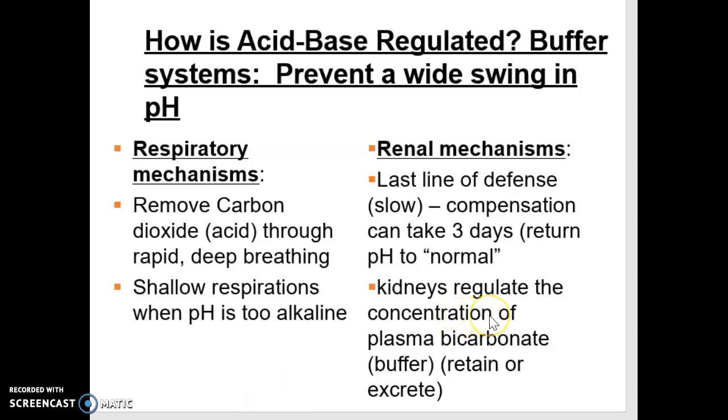The last line of defense is the kidneys. The reason being is it takes too long. So it's about the bicarbonate.